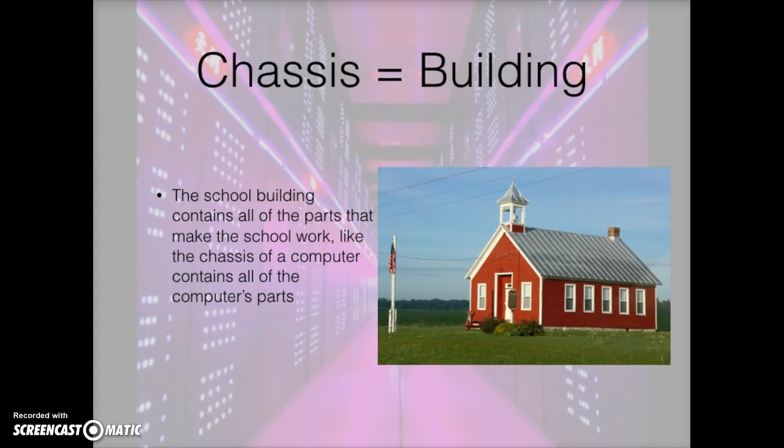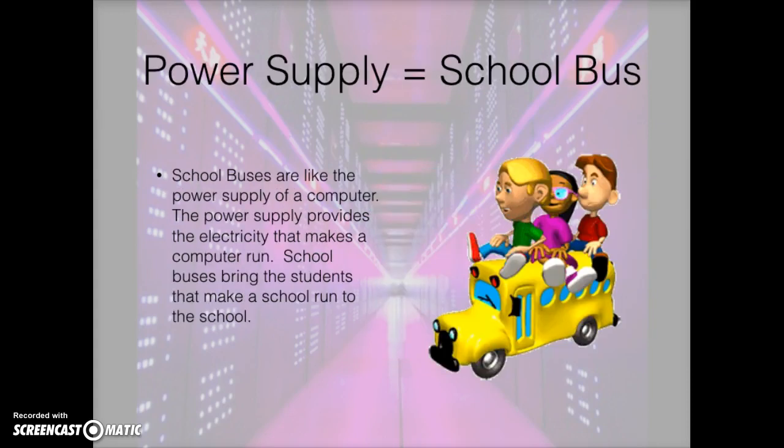The chassis of a computer is like the actual school building itself. The chassis of a computer is what holds all of the different parts of the computer, just as the school building holds all of the different parts of the school. The power supply for a computer is like the school bus. The school bus brings students to the school, which is the energy that makes the school run, and the power supply for the computer brings the electricity that makes the computer run.